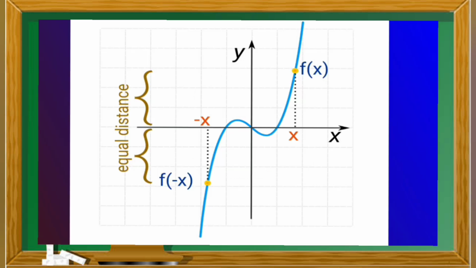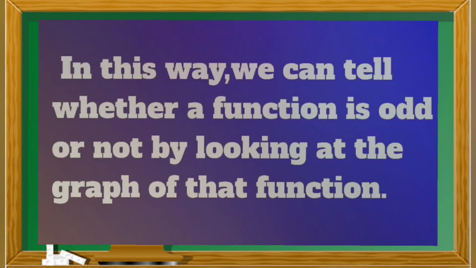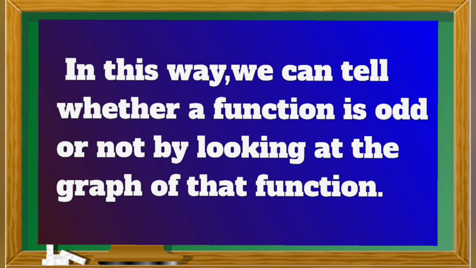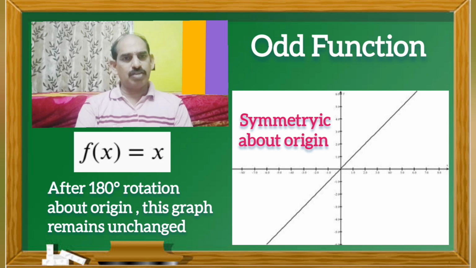Also, we observe that this graph is at an identical length from the origin in the opposite directions. Moreover, we can see that for two opposite values of x, the function has two opposite values on the y-axis. Therefore, this graph represents an odd function, f of x equals x cube minus x. In this way, we can tell whether a function is odd or not by looking at the graph of that function. This is another example of an odd function, f of x equals x. Please look at its graph, which is clearly symmetric about the origin.